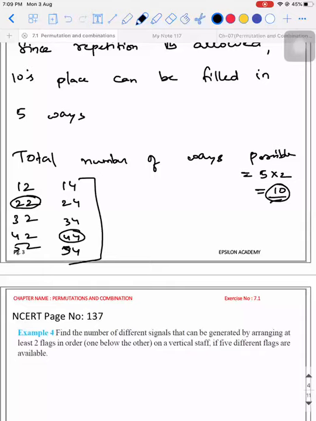10 minus 2. So it is 8 ways. So let's see how I'm going to solve. If repetition is not allowed, I can fill the ones digit in how many ways? 2 ways, sir. But since repetition is not allowed, in how many ways can I fill the first space, that is the tens digit? 3, sir. 3 ways.